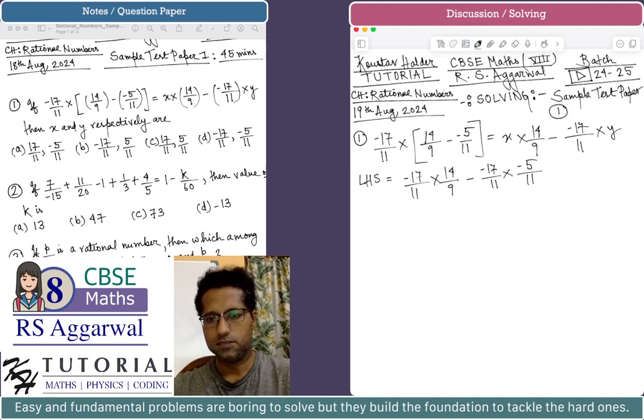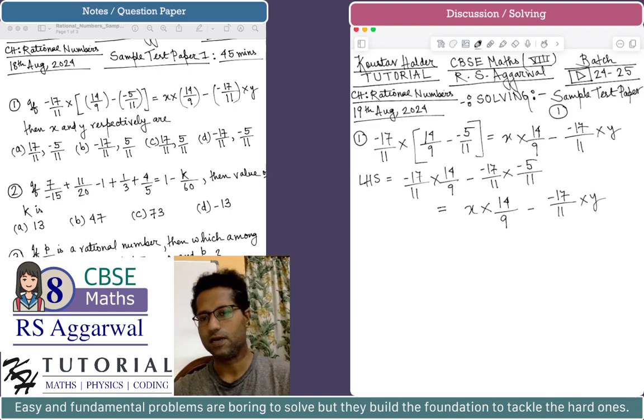Now it is given that this is equal to x. The right hand side of the given equation is x multiplied by 14 by 9 minus 17 by 11 multiplied by y. So the left hand side is also a difference of two rational numbers, and the right hand side is also a difference of two rational numbers. On the left hand side, the rational number that is being subtracted contains minus 17 by 11, and on the right hand side also, the rational number which is being subtracted contains minus 17 by 11.